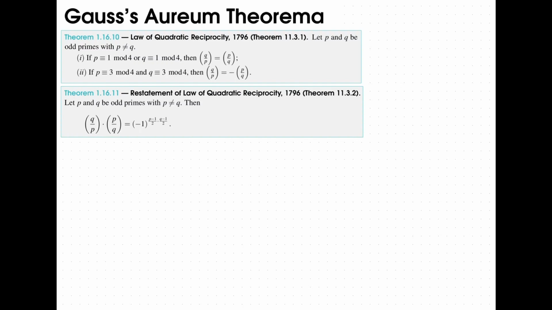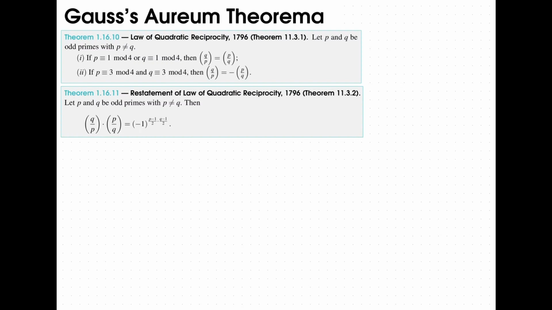In the first formulation, we have that if p is congruent to 1 mod 4, or q is congruent to 1 mod 4, then their Legendre symbols are equal. Q on p is equal to p on q. However, if p and q are both congruent to 3 mod 4, then their Legendre symbols are different in sign upon flipping. Namely, if we have q on p, then that will be equal to the negative of p on q.